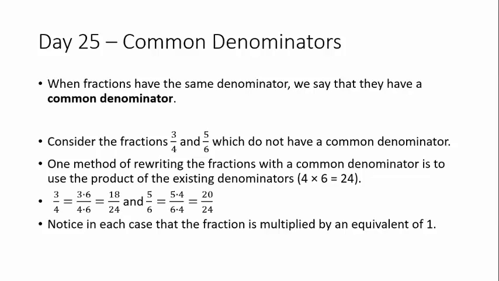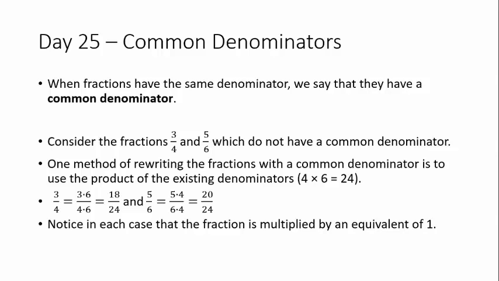So we can begin with 3/4 and multiply both the numerator and denominator of 3/4 by 6. This will give us 18/24. We can take the fraction 5/6 and multiply both the numerator and denominator by 4. This will give us 20/24. Now you can see that the two fractions have the same denominator.